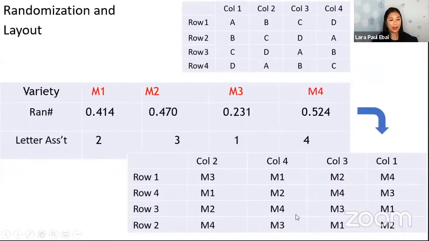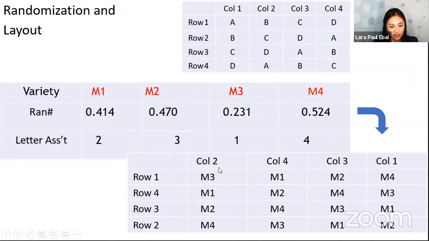Okay, so the next step is the randomization of the treatments. From the rows and columns, now to the treatments. How? We generate random numbers again, and the lowest value of the generated random number is this one. It has rank 1, and then variety M3. So this is your treatment level 3. Okay, we have M3 here.